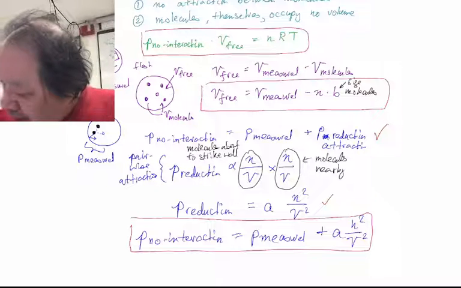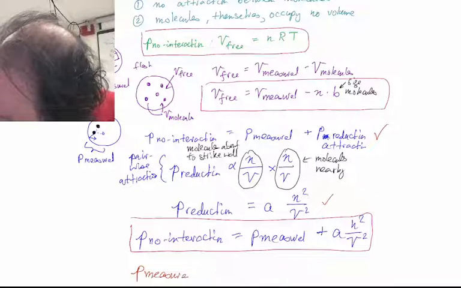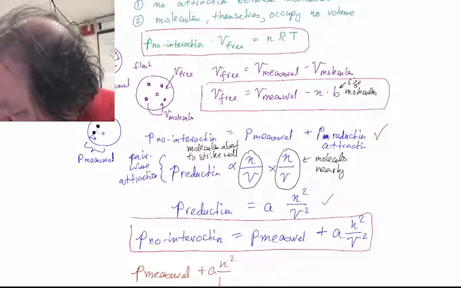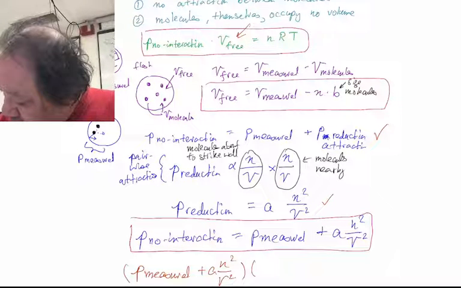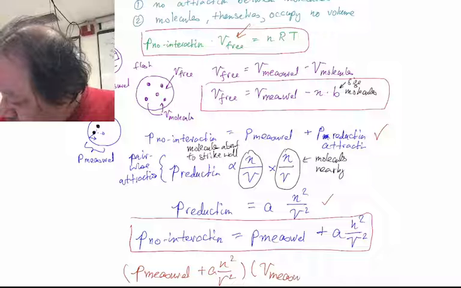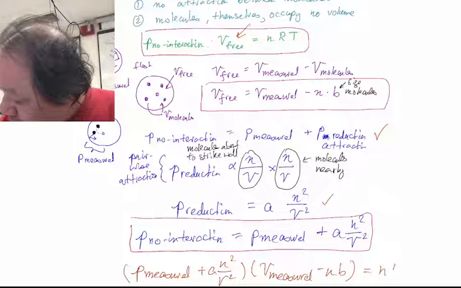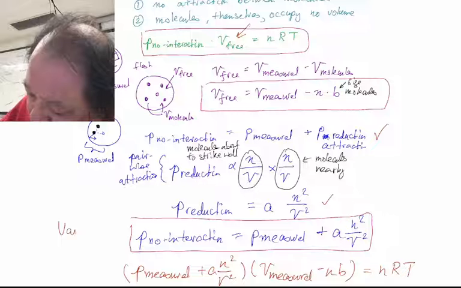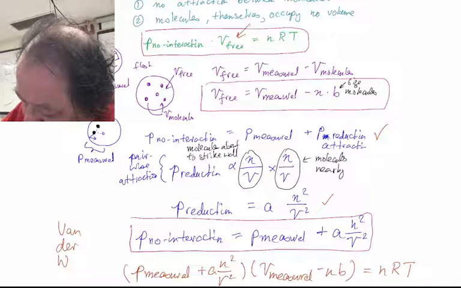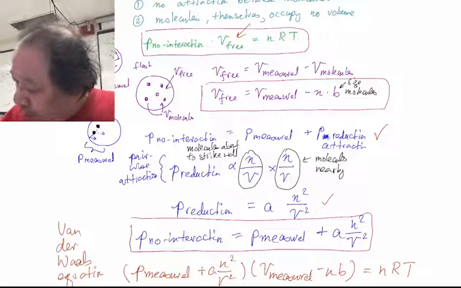Putting that all together, we get P no interaction, which is P measured plus A n squared over V squared. That's P no interaction times V free. V free is V measured minus nB, and the whole is equal to nRT. And this is the van der Waals equation. And it is the equation for real gases.